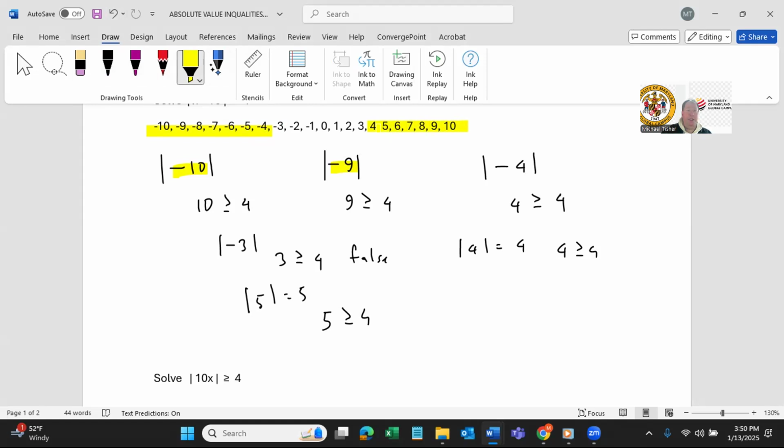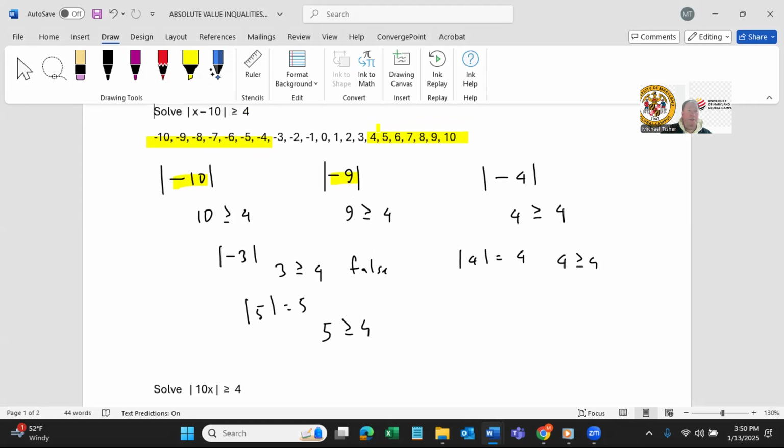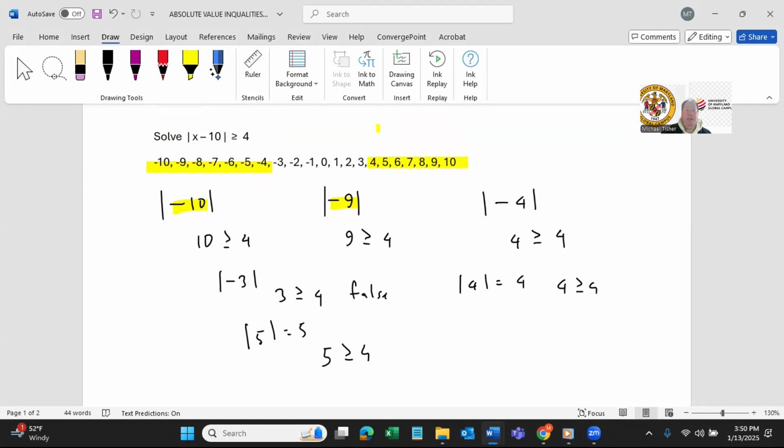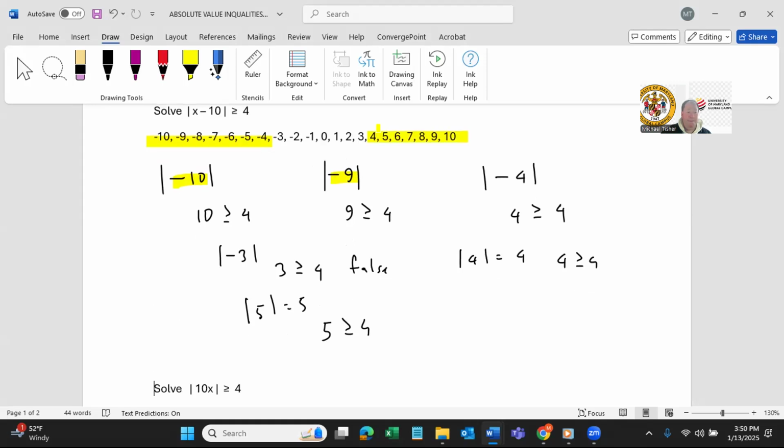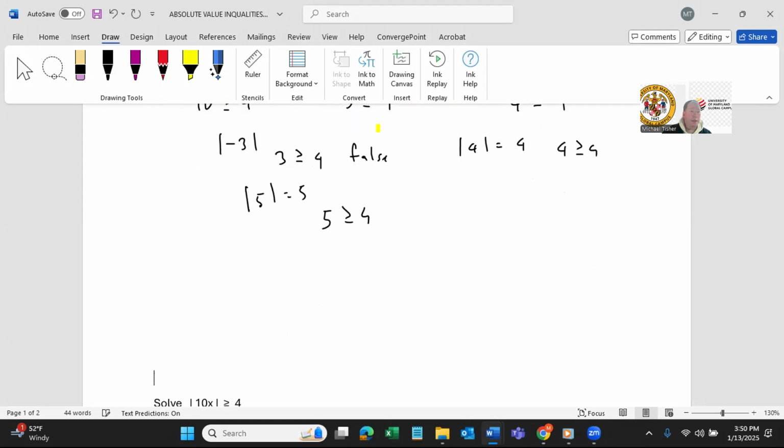So this gives us some ideas of how to solve this inequality of the absolute value of x minus 10, closed absolute value, greater than or equal to 4. So this is how we do it. All right, so let me go back to the beginning now and write down this original inequality. Absolute value of x minus 10, closed absolute value, greater than or equal to.